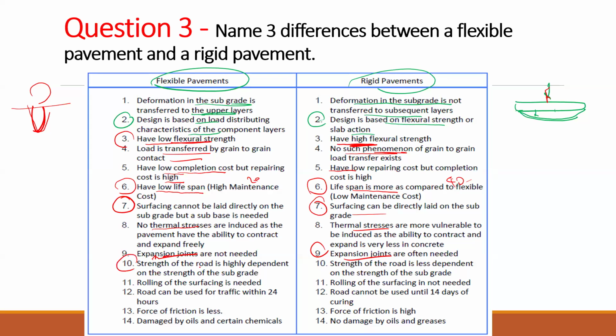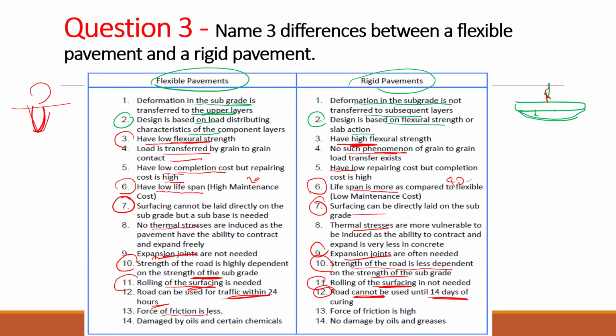Tenth one, strength of the road is highly dependent on the strength of the subgrade, because if something happened to the subgrade, that will transfer to the upper layers. But here, the strength of the road is less dependent on the subgrade strength. Rolling is needed, but here rolling is not needed. But curing is needed in the concrete, so it takes about 14 days to cure the concrete properly. But here, within 24 hours, the rolling can be done and you can open the road to traffic.